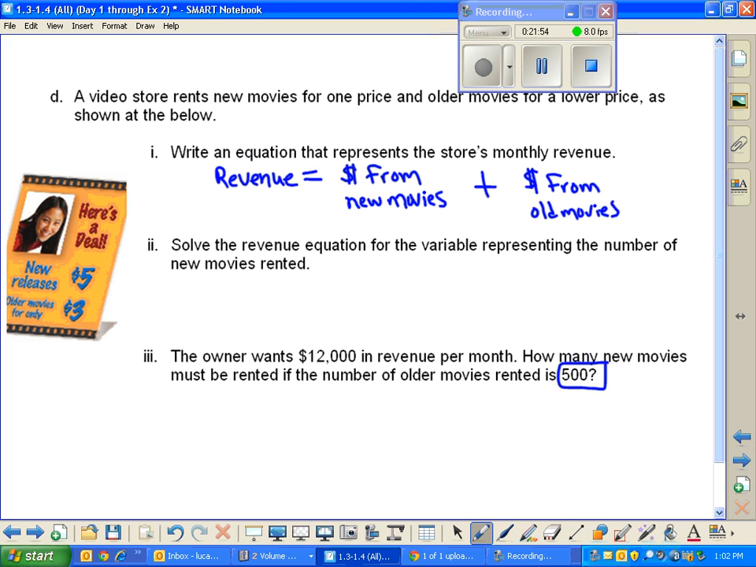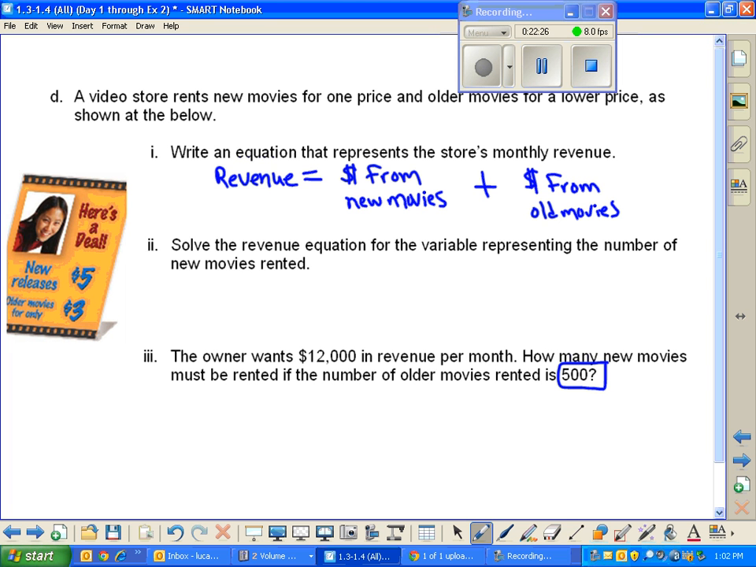Okay, so now we need some variables associated with old movies and new movies, right? So new releases, the number of them. We know how much they cost. New releases cost $5 a piece. But if I want to know how much money I actually make from all of my new movies, I probably need to know how many I sold or rented in this case. So I need a variable. This is me declaring my variables for the number of new movies.